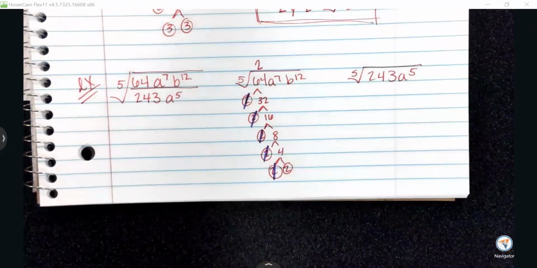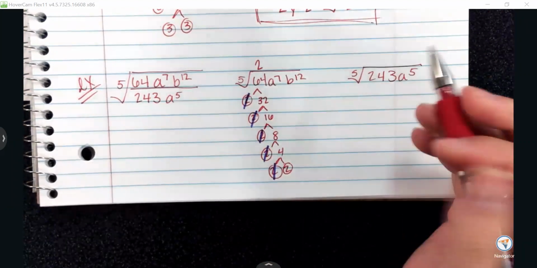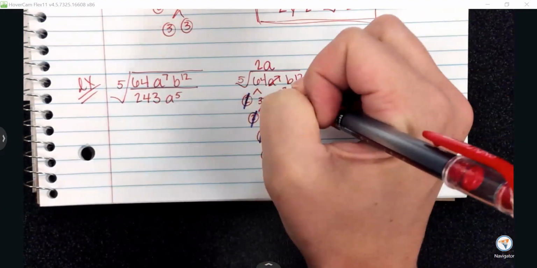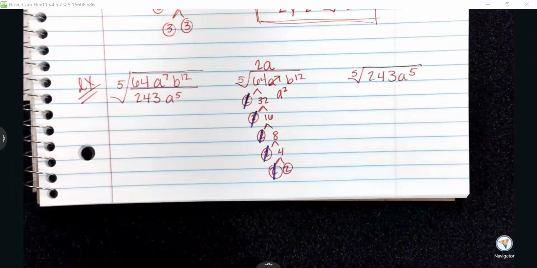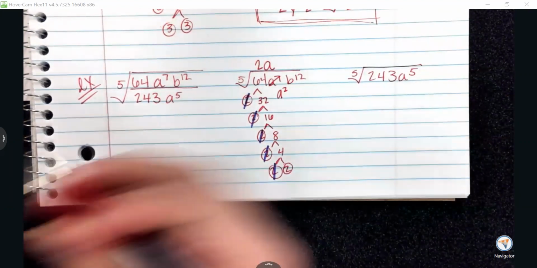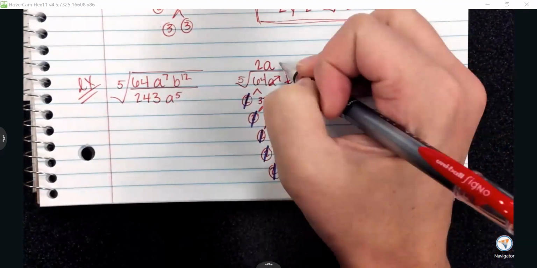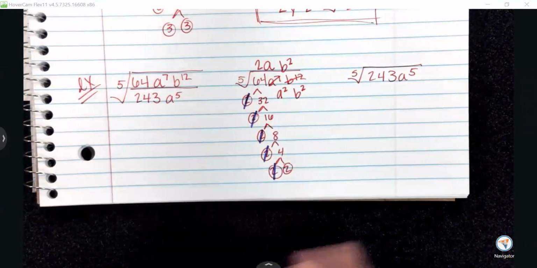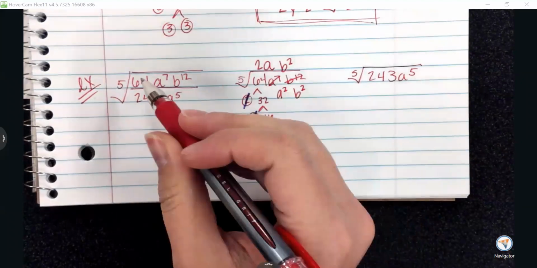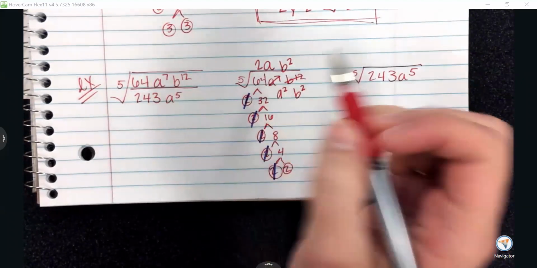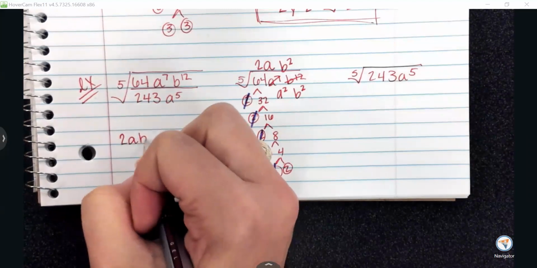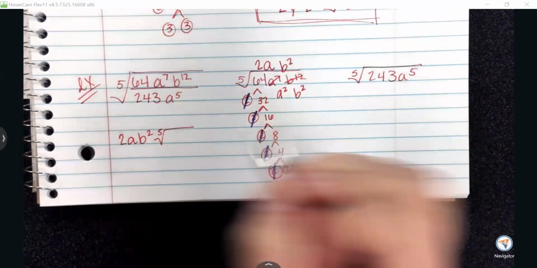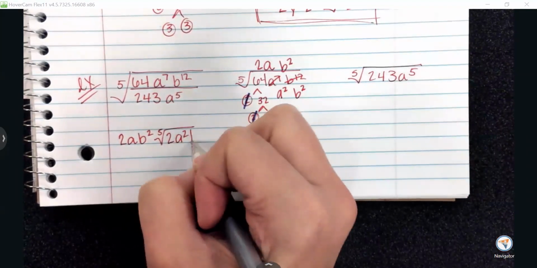If I have 7 A's, I can take out 1 group of 5, and then I will have a squared left over. If I have B to the 12th, I can take out 2 of them. And how many will I have left over? 2. So outside, I have 2AB squared. Still inside is a fifth root of 2A squared B squared.